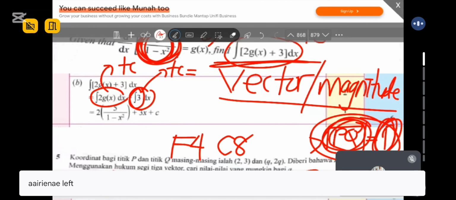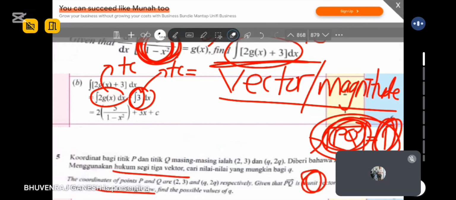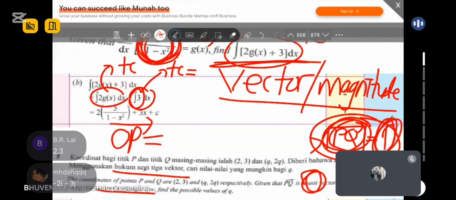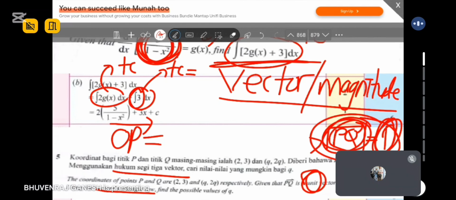So guys, may I know what is the vector OP based on the question? Based on all the information. Yes, that is the formula of magnitude, part of the unit vector. But unit vector is vector divided by magnitude. So do you understand? Okay, 2i plus 3j. So OP you should get 2i plus 3j guys.